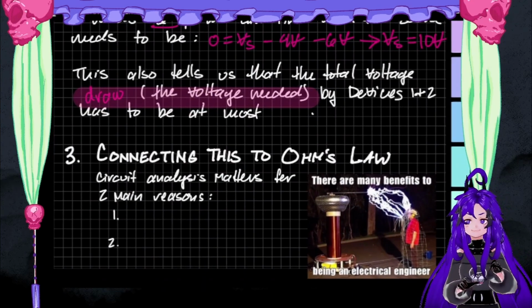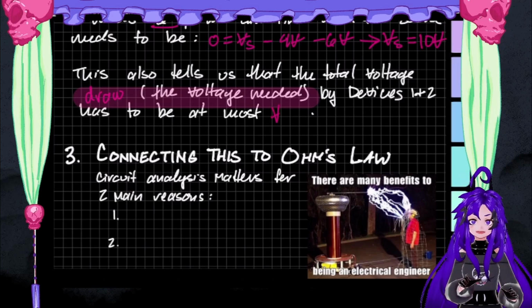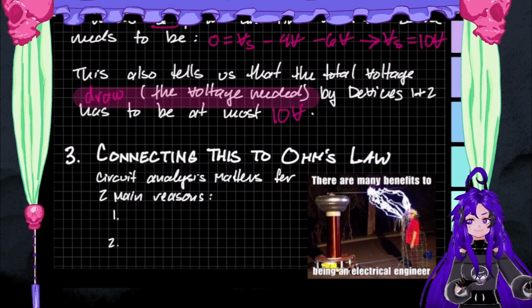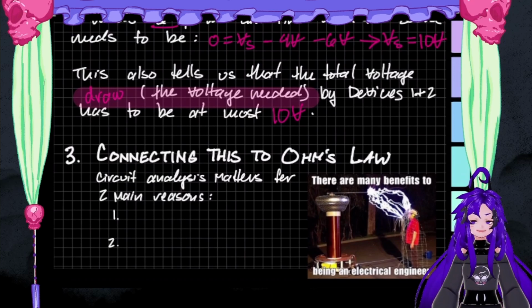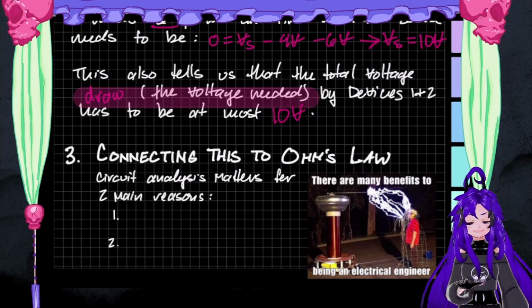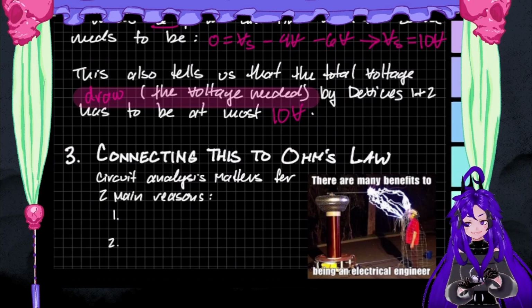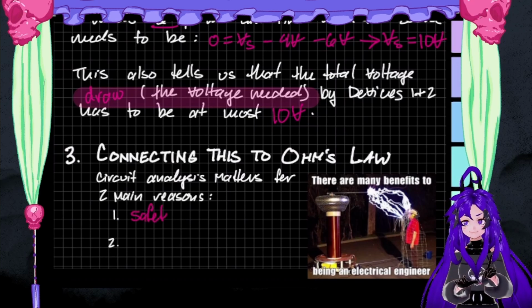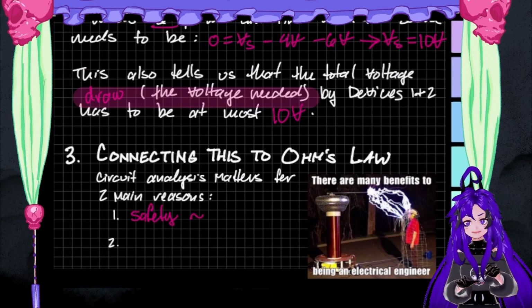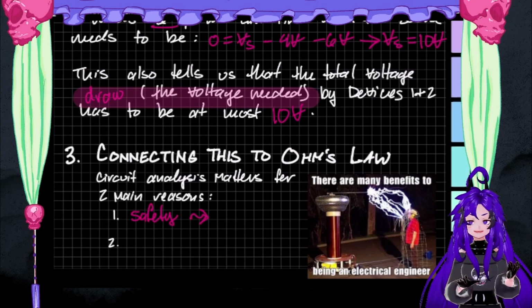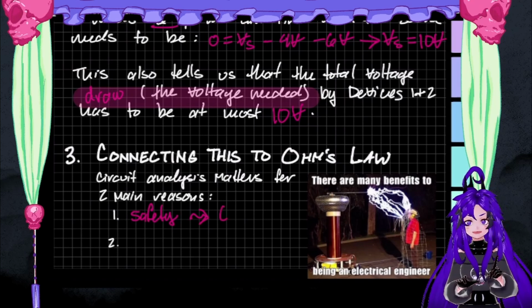So, right, and must be 10 volts. Let's connect it to Ohm's law. First of all, why? We need to analyze circuits, and circuit analysis matters for a couple of main reasons. There's probably dozens I could come up with, but the ones that I care about are safety. Safety first, because frankly, not a whole lot of current can do a whole lot of damage to the human body. 6 amps is enough to be fatal.